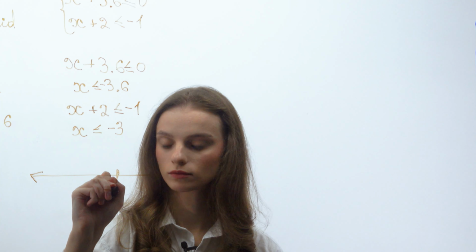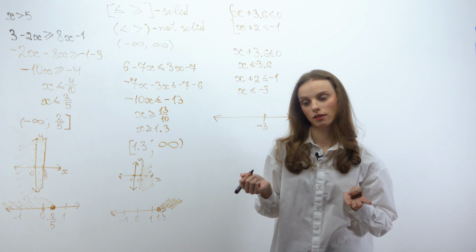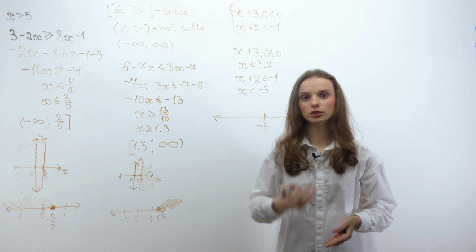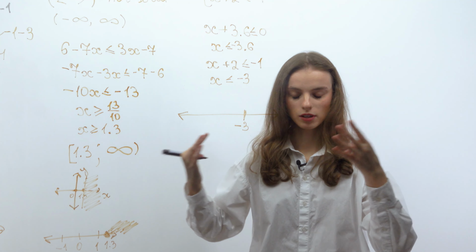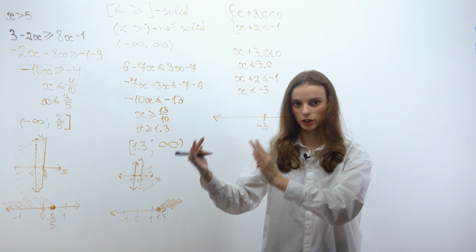Here I have negative 3. Is negative 3.6 going to be to the right of negative 3 or to the left of negative 3? It's going to be to the left. Think about your negatives. Where are negatives? Where are positives? Okay, we are going to the left.